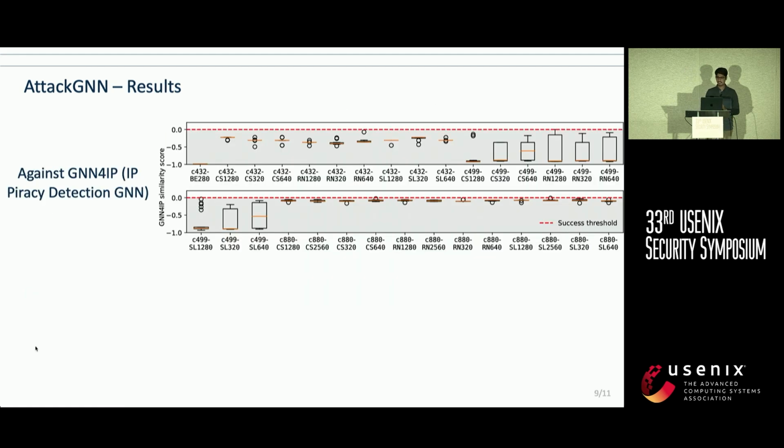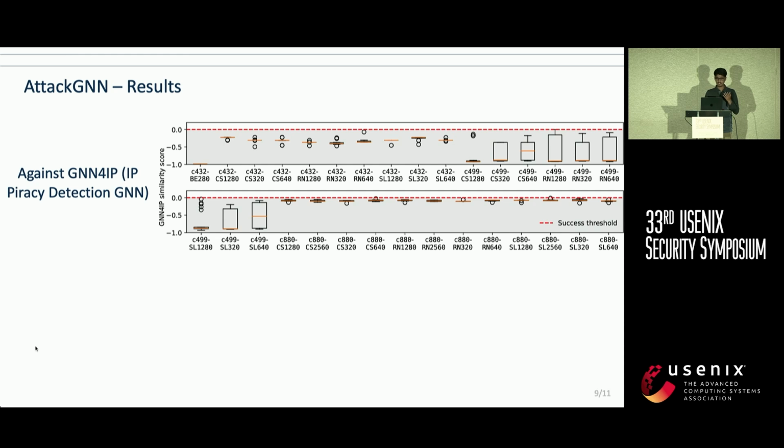Right? Now I want to focus a little bit on the results that we obtained. So first, let's talk about GNN for IP. GNN for IP is a graph neural network for detecting IP piracy in hardware circuits. What I've shown over here on the x-axis are different circuits that this graph neural network was trained on. Now what I'm trying to do is, using our technique AttackGNN, modify these circuits such that GNN for IP misclassifies them. The score for GNN for IP is in the range of -1 to 1. It's a similarity measurement technique, 1 being very similar and -1 being not similar at all.